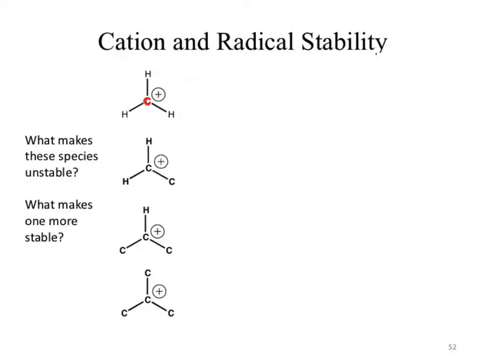How many electrons are in that bond? 2. And the next bond? And the next bond? 2. So I have a total of how many electrons around that carbon? 6. Okay, let's do the same argument with the next one.